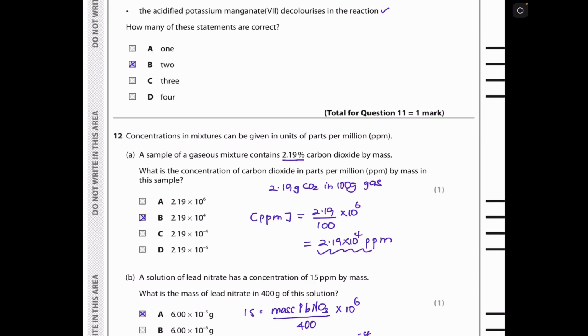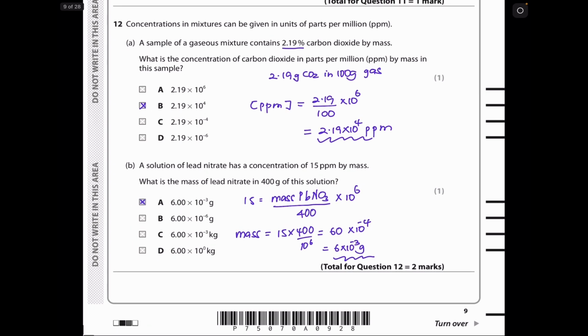In question 12, concentrations in mixtures can be given in units of parts per million, which is ppm. A sample of a gaseous mixture contains 2.19% carbon dioxide by mass. What is the concentration of carbon dioxide in parts per million by mass in this sample? So we know 2.19 grams of carbon dioxide in 100 grams of gas. So the concentration should be 2.19, which is the mass of carbon dioxide, divided by the 100 times 10 power 6, and it's going to be 2.19 times 10 power 4 ppm. So B should be my answer.